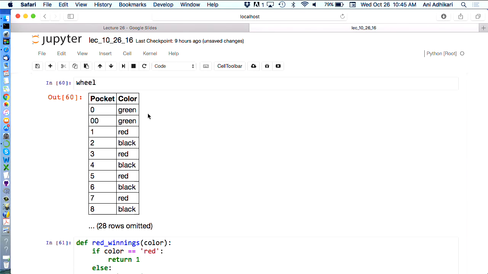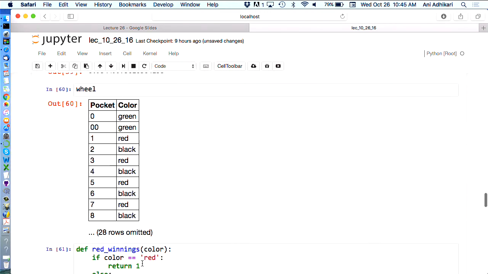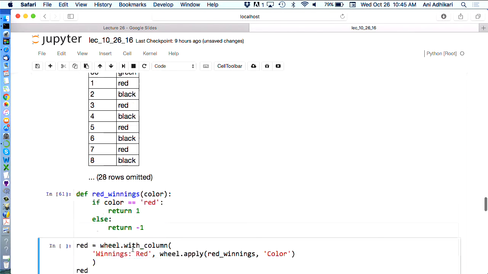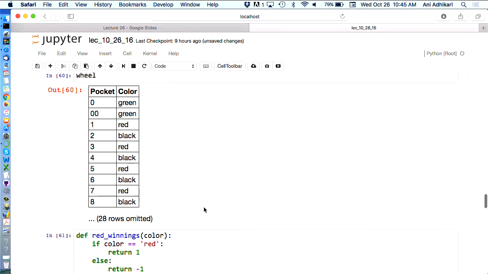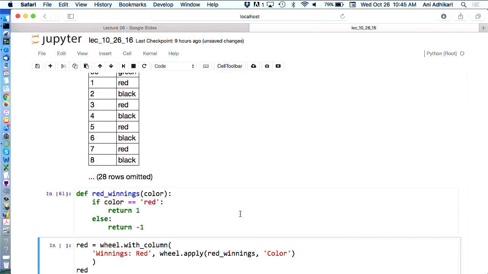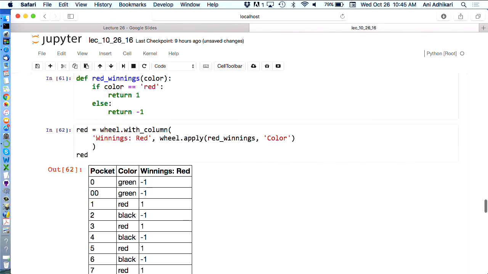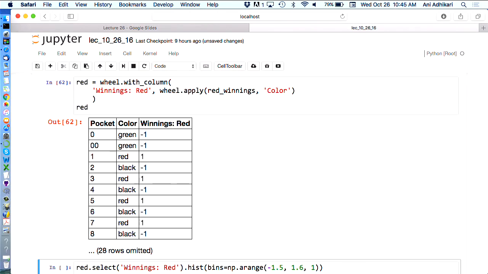What I'd like to do is replace these colors by their plus ones and minus ones, so we are going to apply this function to this column, and that's what we do here. So table.apply function to column, that's this one. We've done this before, but this is just a little reminder. And so now what is this? Nothing random has happened yet. All we've done is create a column that says how much you will win if the winning pocket is a particular one. That's all we've done.